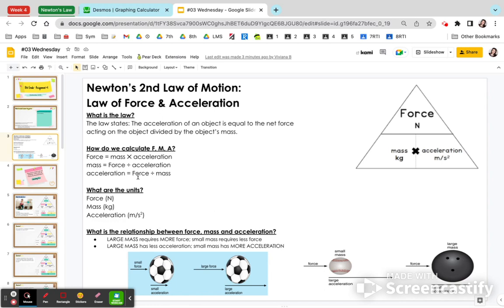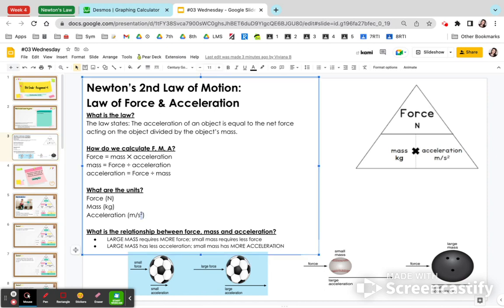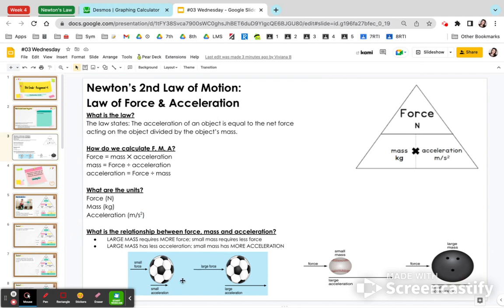Now, when you're reading problems, they'll give you a hint and they'll give you the units. So force is measured by newtons, mass is measured by kilograms, and acceleration is measured by meters per second squared. So you should remember that we talked about this in the first part of this unit when we looked at speed, velocity, acceleration.